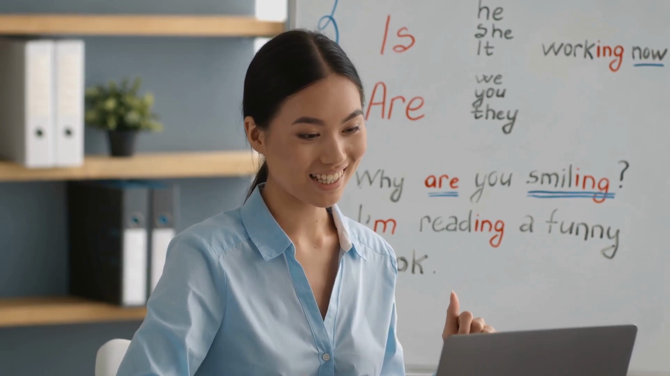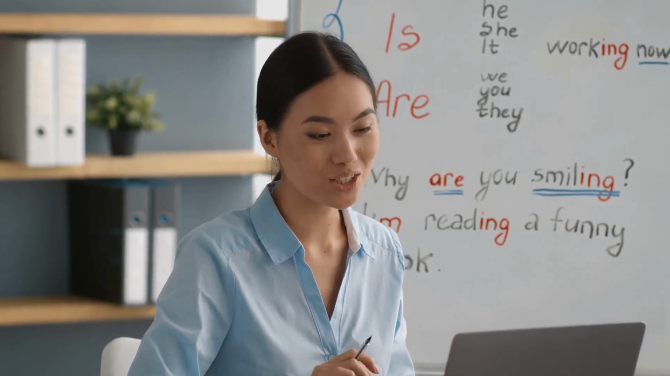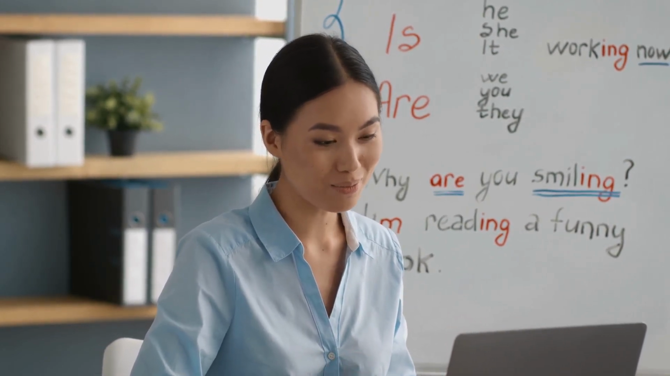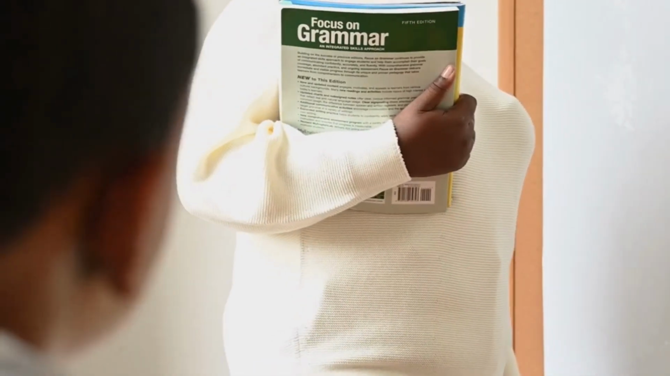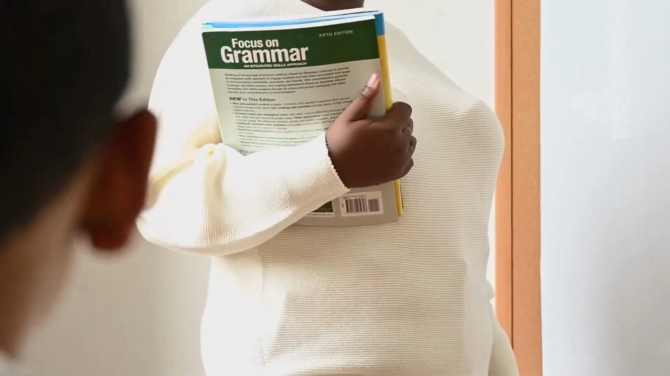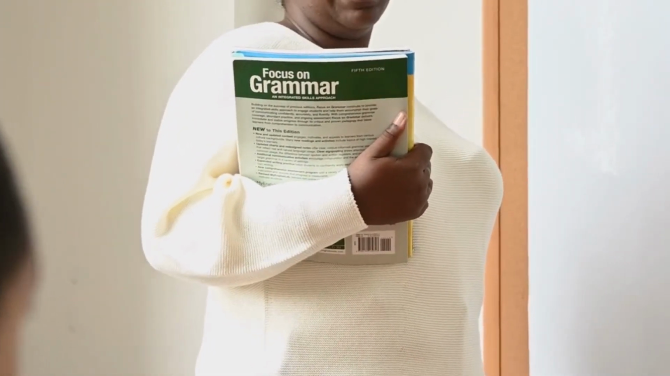For today's mini lesson, let's talk about how to use either as a determiner. We can use either as a determiner before a noun. We use it to talk about a choice between two things.